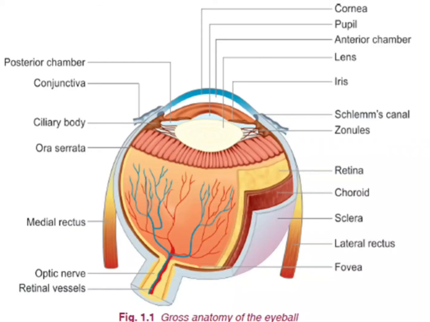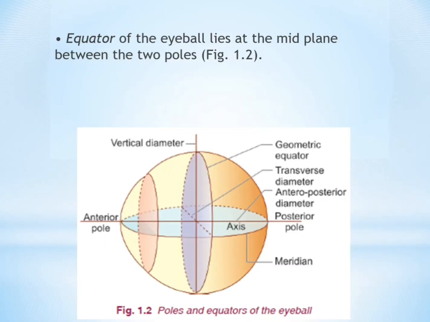So this is a diagram showing the gross anatomy of the eyeball. Equator of the eyeball: it lies at the midplane between the two poles. You can see on the diagram there is anterior and posterior pole, and then in between the two poles is where the equator lies.